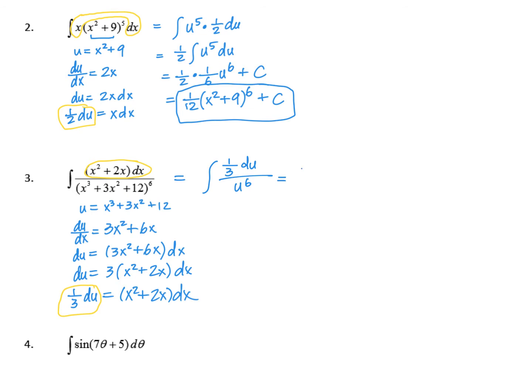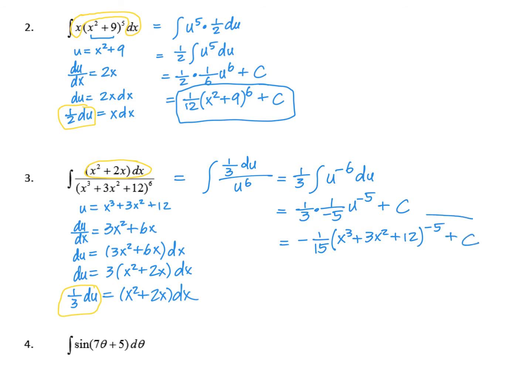Okay, this can be written as 1/3 the integral of u to the negative 6 du. All right, so now we're ready to anti-differentiate. The antiderivative of u to the negative 6 is 1 over negative 5 u to the negative 5 plus c. 1/3 times negative 1/5 is negative 1/15. And then for u, we're going to back substitute. So x cubed plus 3x squared plus 12, that was what our u was. Raise that to the negative 5 power, and that's our answer. Okay, let's continue on.